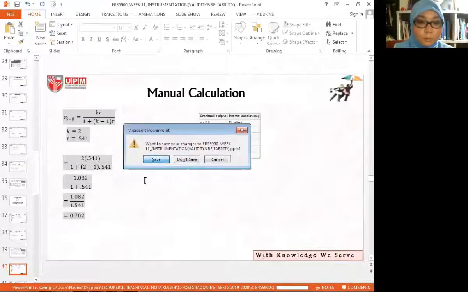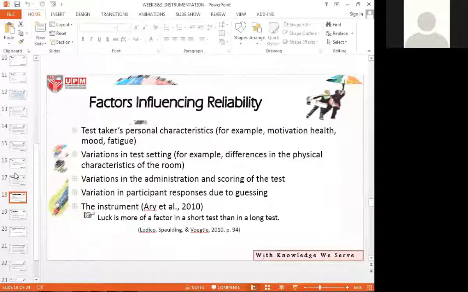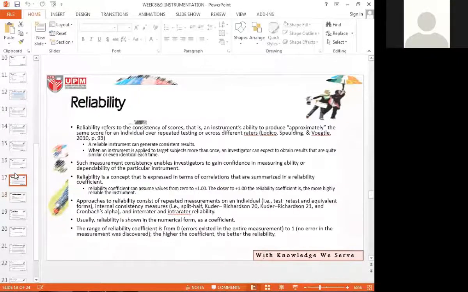Any questions so far? Ada soalan? Ini saya dah cover lah.